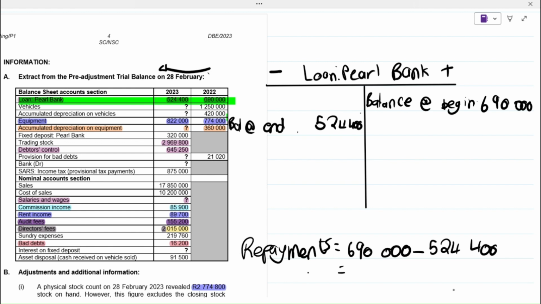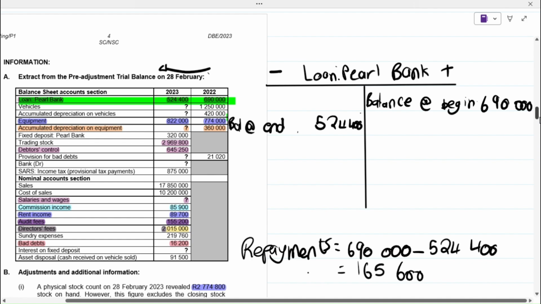So I have 690,000 minus 524,400, and that gives me an amount of 165,600. So these are my repayments.